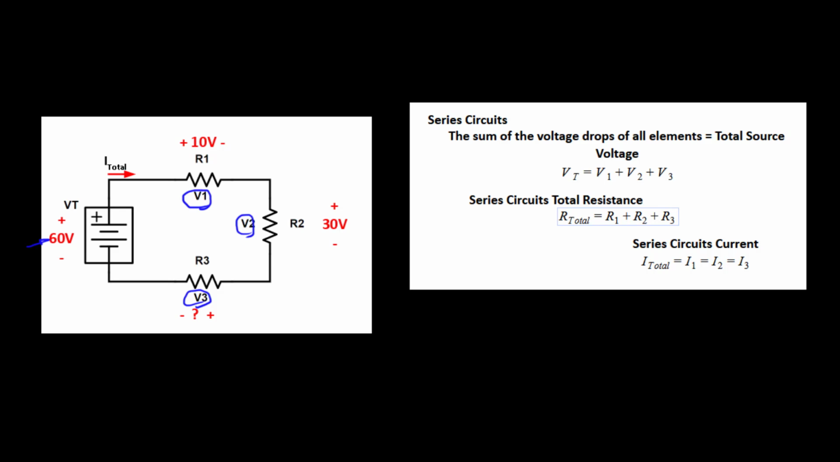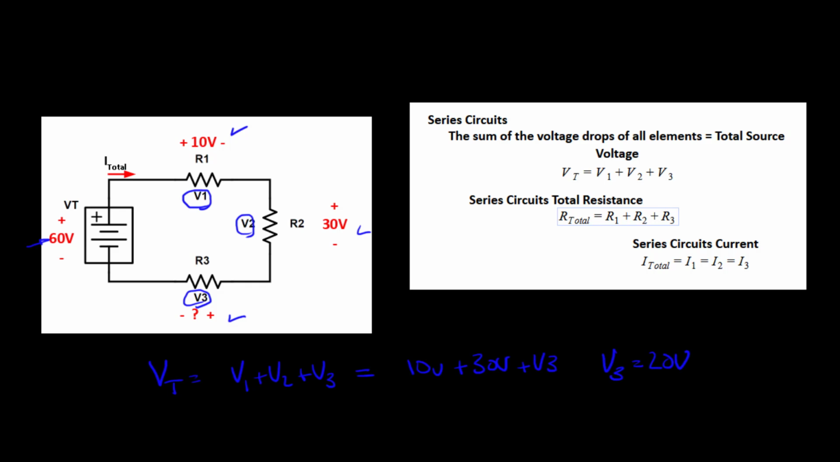So my first question would be, if my voltages are as shown, 10 volts, 30 volts, and an unknown, what would V3 be? I can apply that and say that my V subtotal is equal to V1 plus V2 plus V3. If I substitute my numbers in, what do I get? 10 volts plus 30 volts plus V3. Solving that, I find V3 is equal to 20 volts.